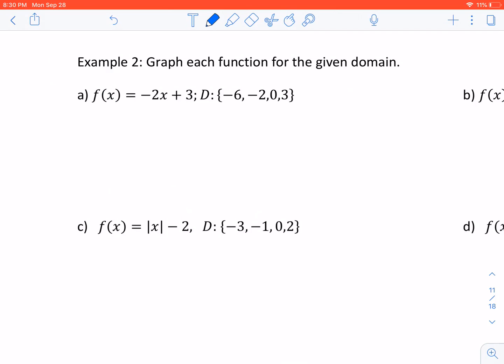Why do we call it f of x? Why don't we just call it y? Well, that's just notation because eventually what we're going to get into is you're going to say the function evaluated at negative 6. And we don't want to write that all out, so we just say f of negative 6. So graph the function for the given domain. More of the same stuff we were just doing.